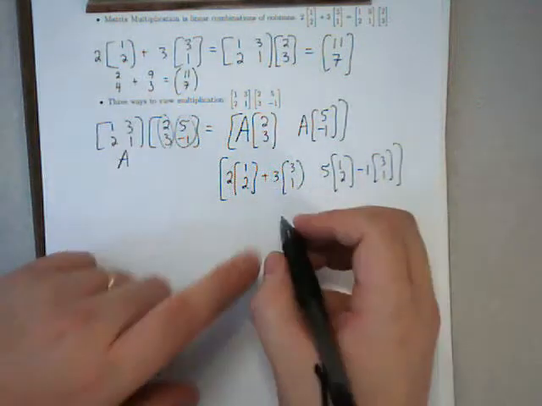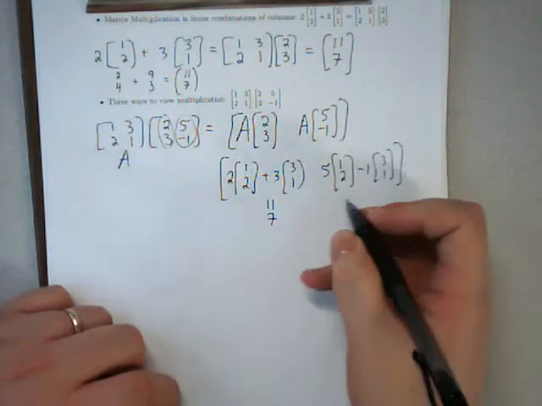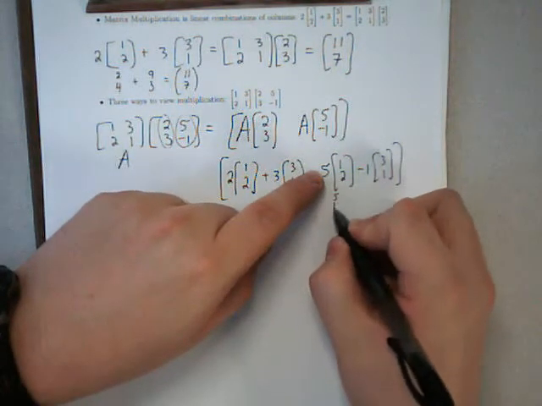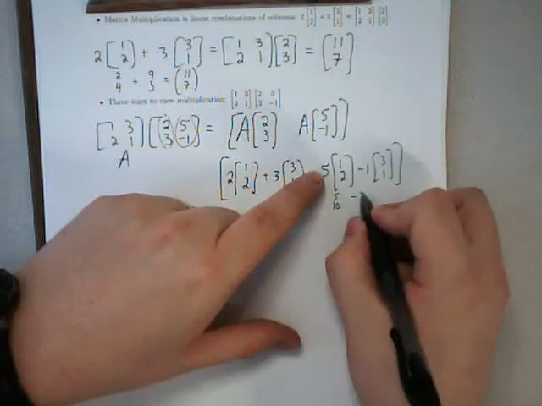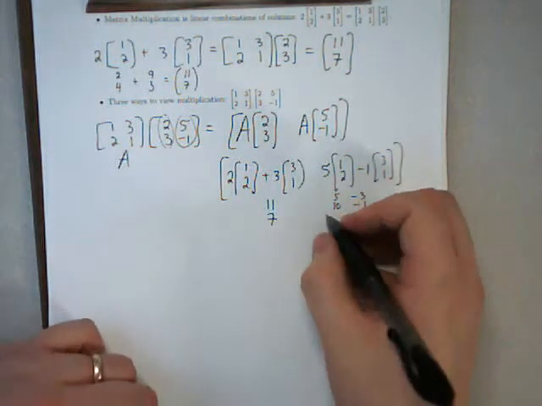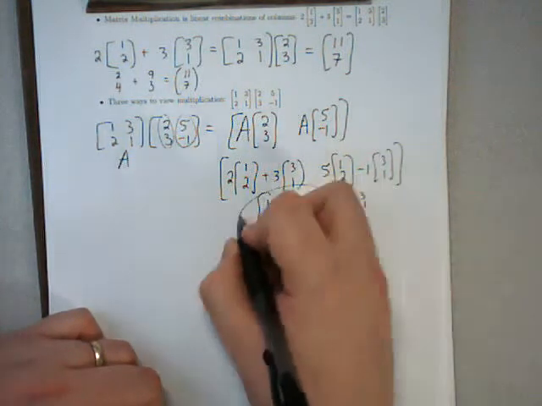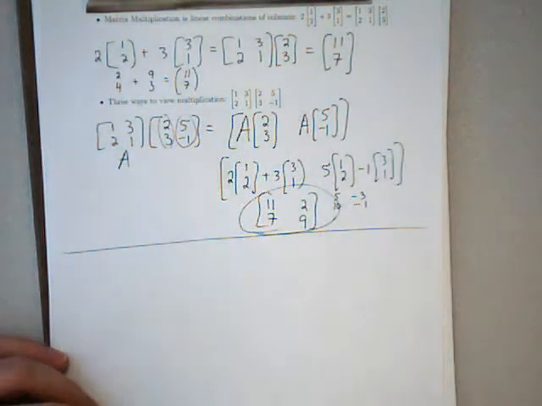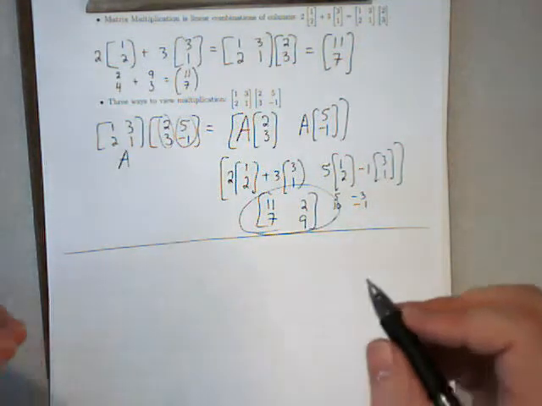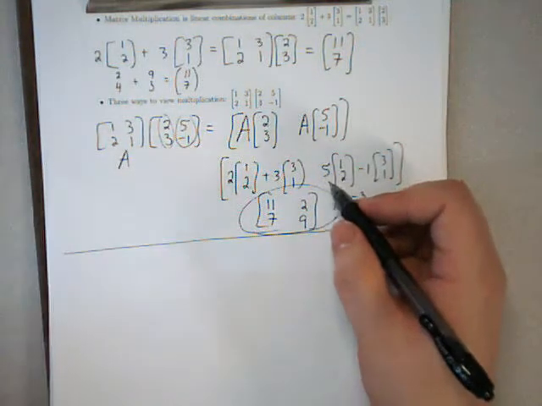And I already did this one. This was 11, 7. So now let's take this. We get a 5, 10. And I get a negative 3, negative 1, giving me a grand total of 2, 9. That is our matrix. Matrix multiplication is precisely linear combinations of columns.